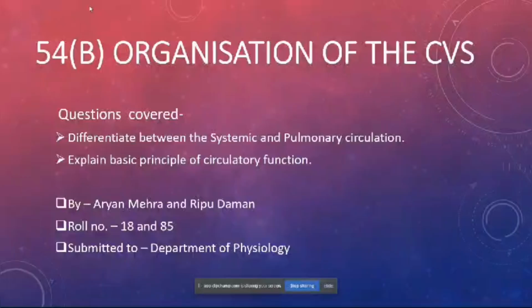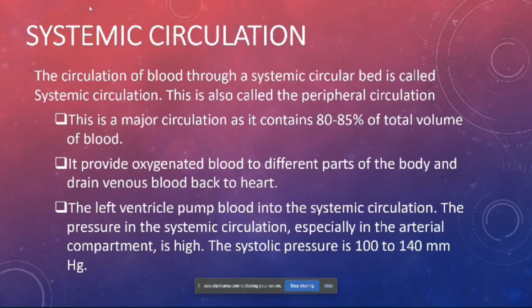So the topic for today's seminar is organization of the CVS. The question covered in this seminar is to differentiate between the systemic and pulmonary circulation and explain the basic principle of circulatory function. Today's seminar is presented by me, Arun Mehra, roll number 18, and my fellow batchmate Ripu Daman, roll number 85. So first of all, what is the meaning of systemic circulation?